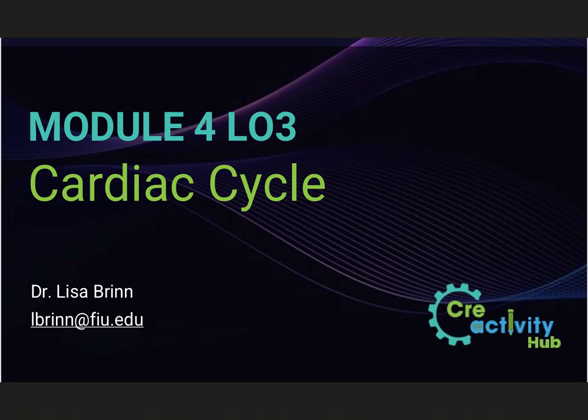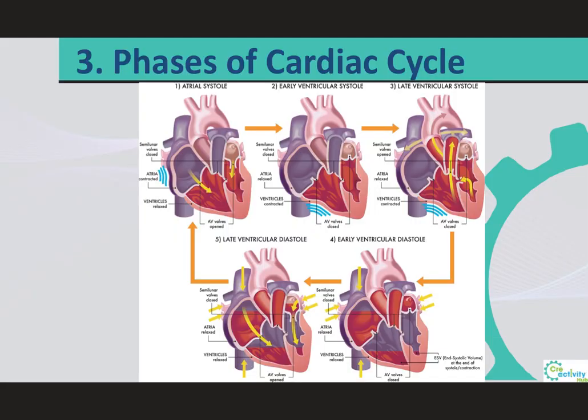Everyone, for learning outcome number 3, we're going to be covering the cardiac cycle. We can say that the period between the start of one heartbeat and the beginning of the next is what we call a single cardiac cycle. The cardiac cycle, therefore, will include alternate periods of contraction and relaxation. For any one chamber in the heart, the cardiac cycle can be divided into what we call 2 phases.